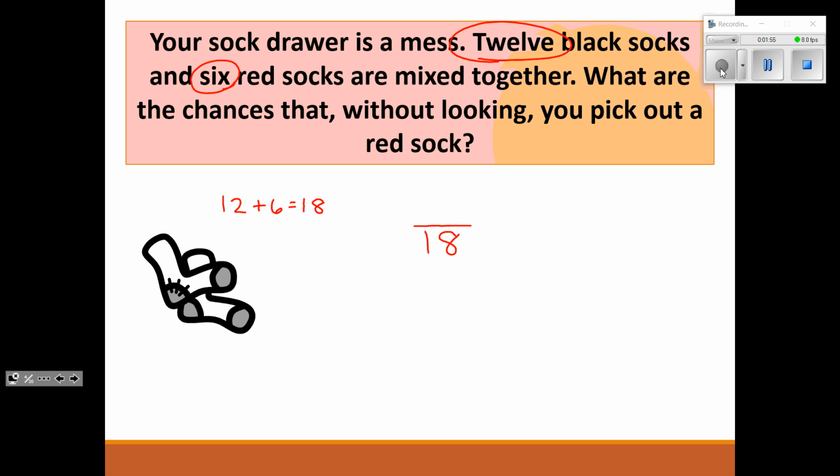Then you see what it's actually asking for. What are the chances that without looking you pick out a red sock? So how many of those socks were actually red? Well, it was 6. So that is the number that goes on top. So this was the number of red socks. This was the total number of socks. And you set up, it looks like a fraction or a ratio. Then you can simplify it. Both of these are divisible by 6. So that would be 1/3. It can be written as a fraction or as a percent, which would be 33% chance of pulling out a red sock.